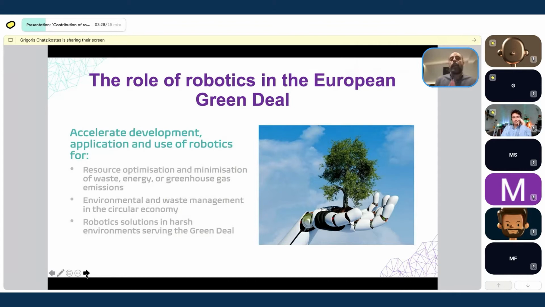And the European Green Deal indeed can be supported a lot by robotics, so that the contribution of robotic technologies to broader societal challenges and goals is much better. A few ideas of how this can happen are using robotic technologies for resource optimization and minimization of waste, better use of energy, reducing greenhouse gas emissions, introducing concepts of circular economy, and allowing work in harsh environments where humans cannot really go. And these are just a few examples.